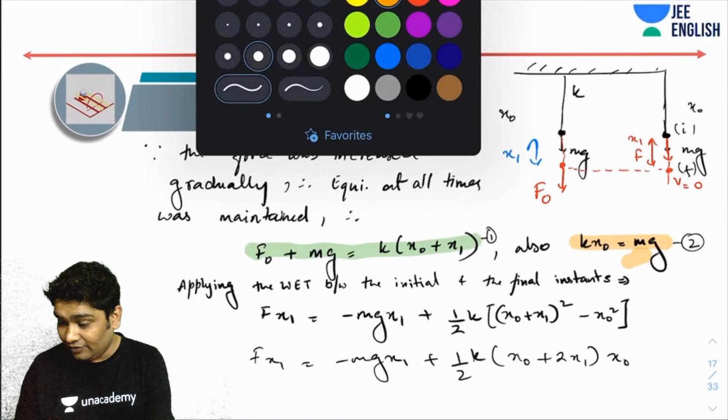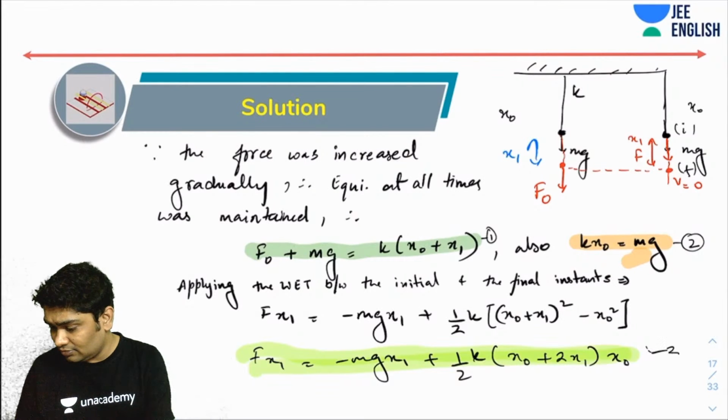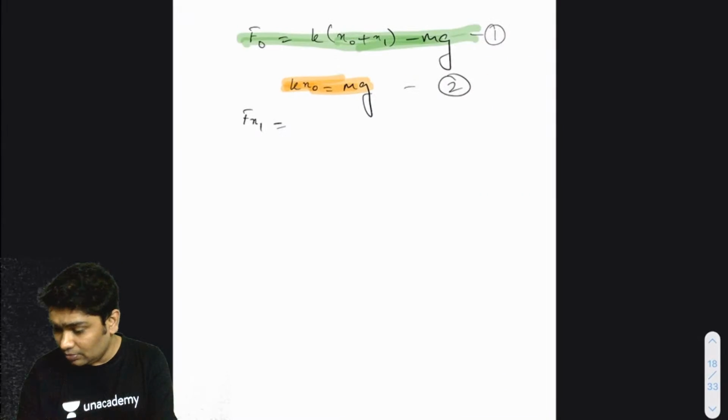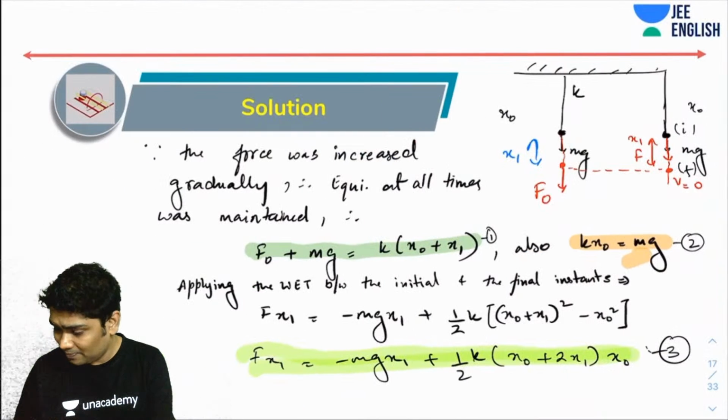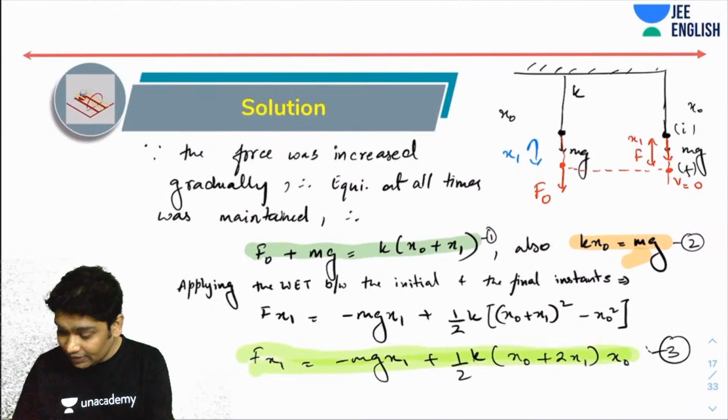All right, and finally, let's talk about this. Let's call this our third equation. So this is F x1. F x1 equals minus mg x1 plus 1 by 2 k times (x naught plus 2 x1) times x naught. I think that was it. Yes.